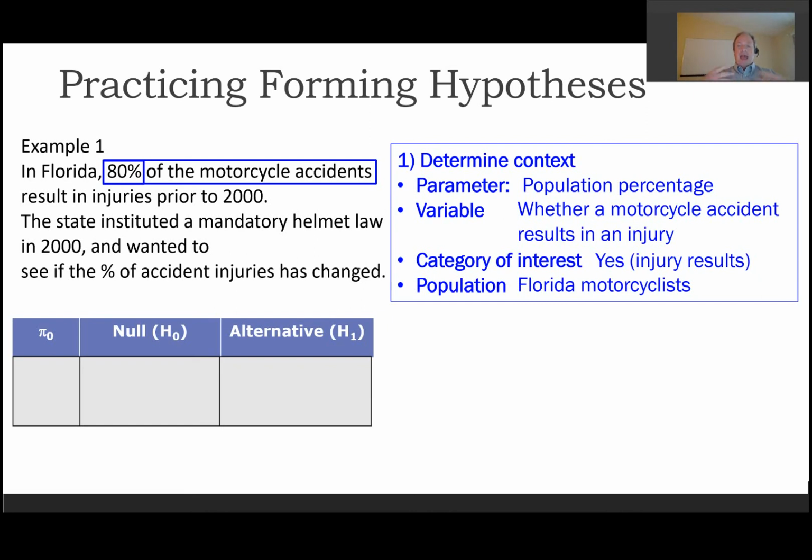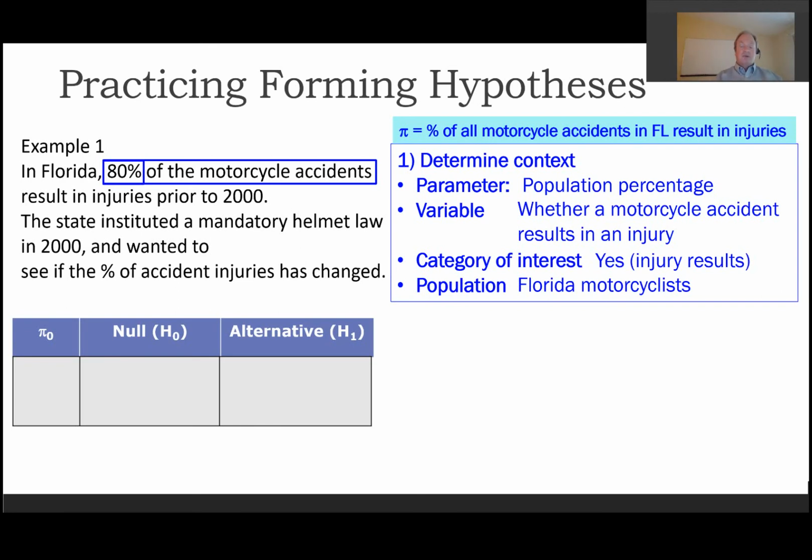So now we have a good idea of what this abstract parameter pi is. We know that pi is equal to the percentage of all motorcycle accidents in Florida that resulted in an injury. And it's always good to write out what you think the parameter is, just so you have your bearings. Now we have a good understanding of what's going on in the problem. Now we're ready for our next step.